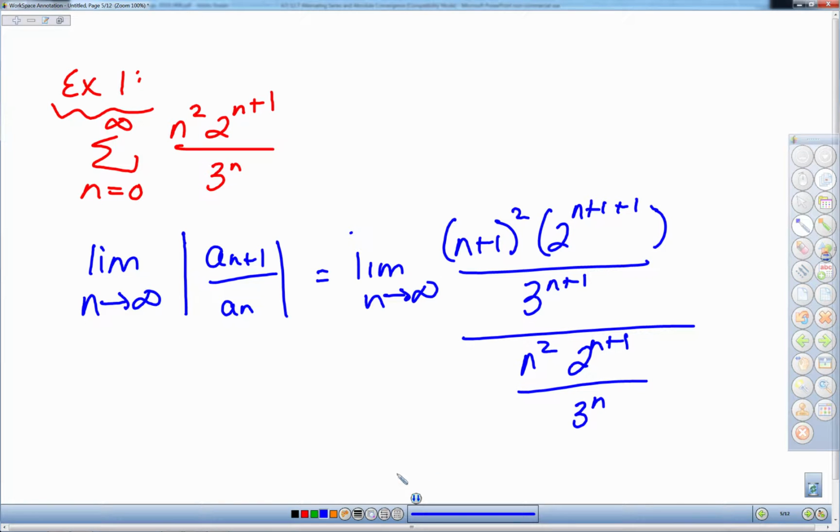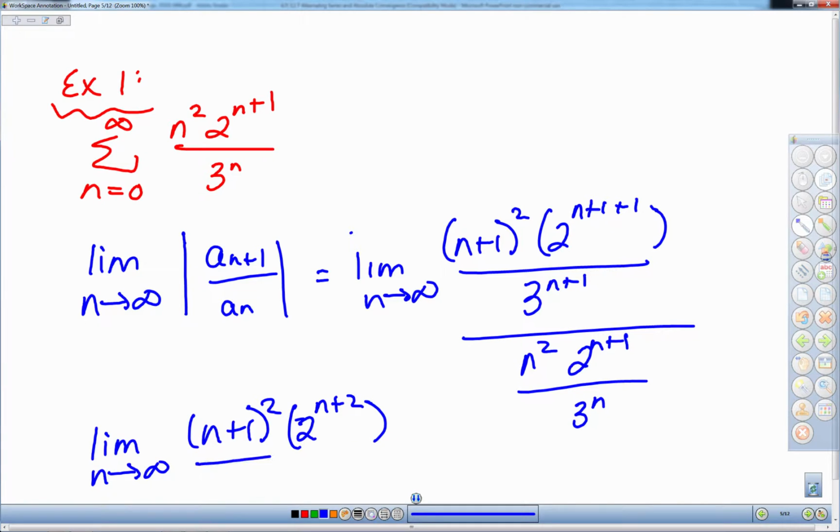Okay, so let's do a little bit of algebra here. I'm going to rewrite this. I'm going to multiply by the reciprocal, and I've got n plus 1 squared, 2 to the n plus 2, since 1 plus 1 is 2, and we have 3 to the n plus 1 down here. And then I'm going to multiply by the reciprocal of this quotient, 3 to the n over n squared times 2 to the n plus 1.